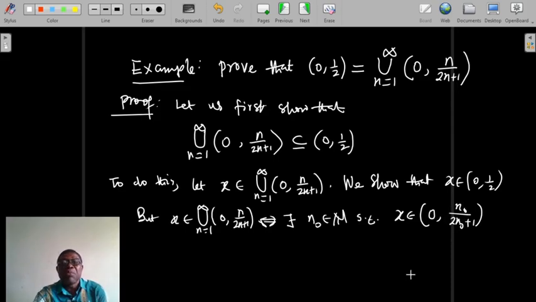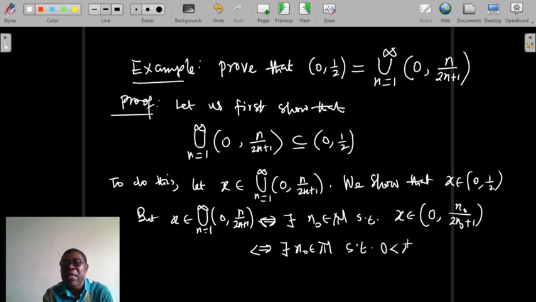So what does this mean? This means that if x belongs to this union, then x belongs to at least one of them. To interpret that, x belongs to this union if and only if there is a certain natural number so that x belongs to this. So this is still equivalent to there exists n naught in the set of natural numbers so that x belonging to this interval means of course that 0 is less than x, which is less than n naught over 2 n naught plus 1.